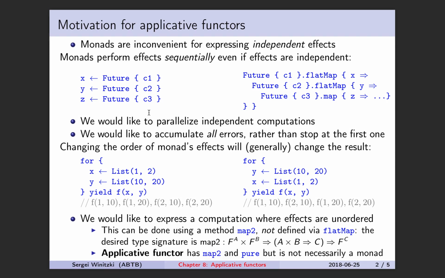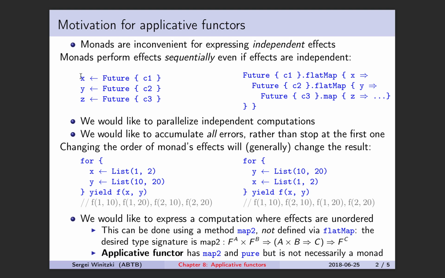The main motivation for applicative functors comes from considering monadic computations, or computations in the functor block, as I call them, in the case when effects are independent and commutative, or in the case when these effects could be executed in parallel while the result is still correct. Here's an example.